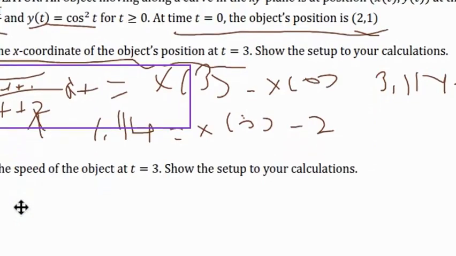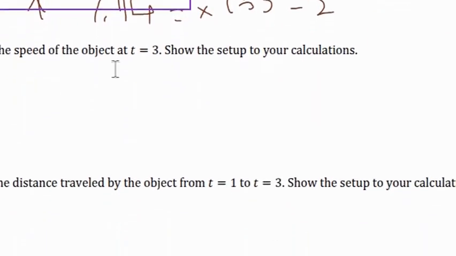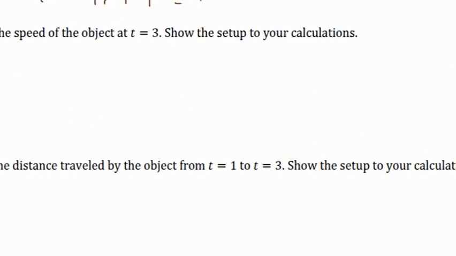For the next part, we're asked to find the speed of the object at t equals 3. To find the speed of the object, we need to find dx over dt squared plus dy over dt squared, all square rooted at that point.